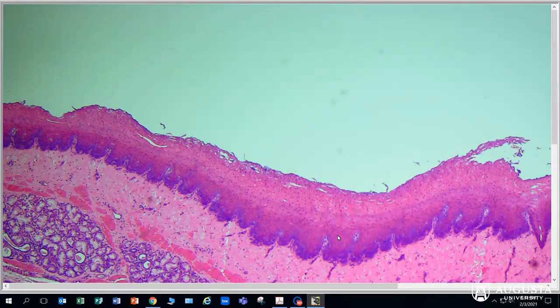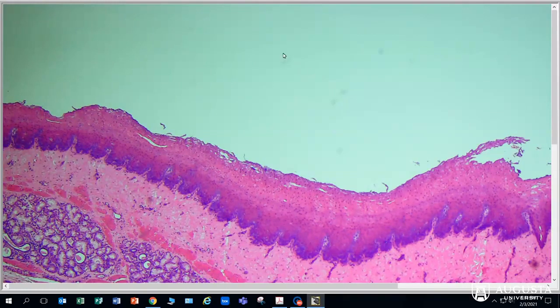This slide is going to discuss stratified squamous epithelium. What we see here is the esophagus. So this is the apical surface, and down here is the basal surface. And we can already see with the 4x objective that we have multiple layers of cells.